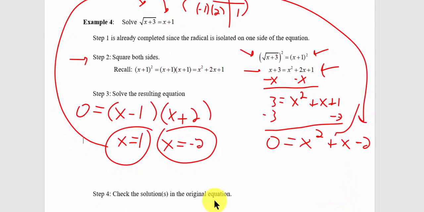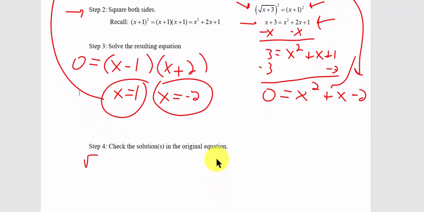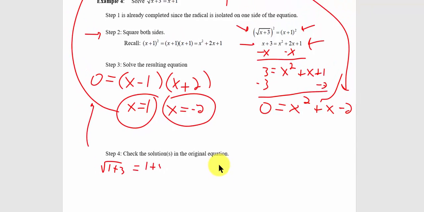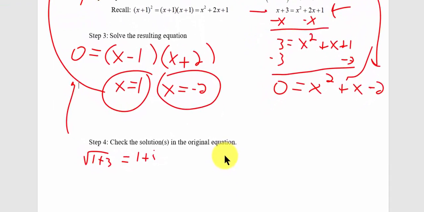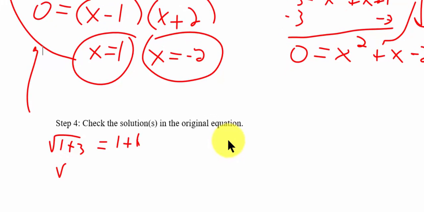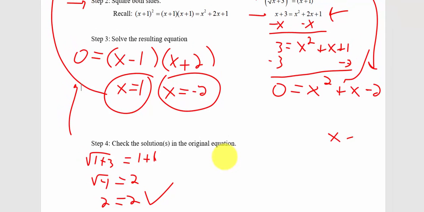We'll start out with 1 first. I'm going to write the square root of 1 plus 3 equals 1 plus 1, right? That's me doing this check up here. So we end up with the square root of 4 equals 2, and the square root of 4 is indeed 2, so this checks out. So x equals 1 is a good solution. Now let's try x equals negative 2.